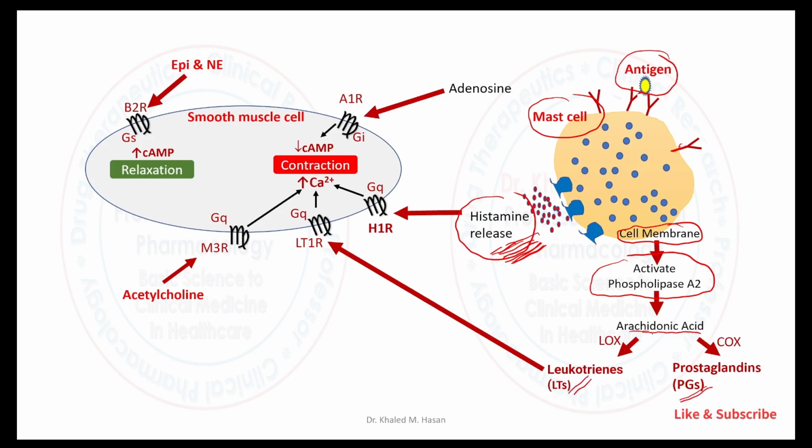So for arachidonic acid, we have two main pathways. The first pathway is called cyclooxygenase, abbreviated COX, and this will lead to the formation of prostaglandin. Prostaglandin is considered the main source of pain, inflammation, and fever.